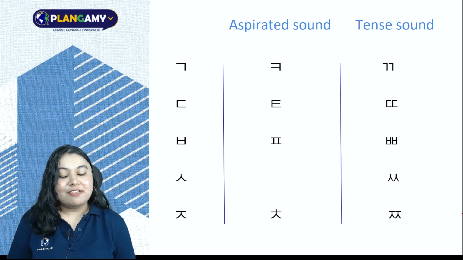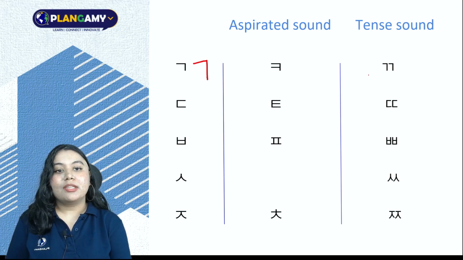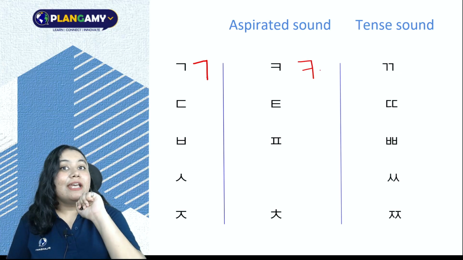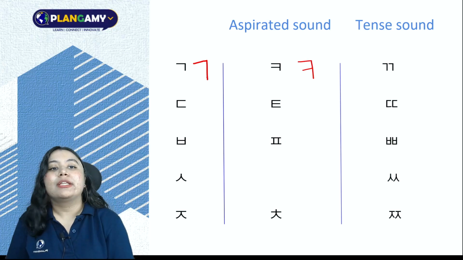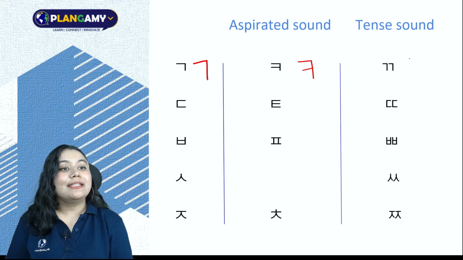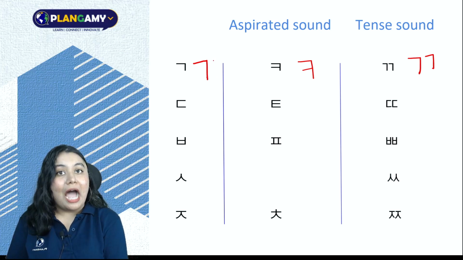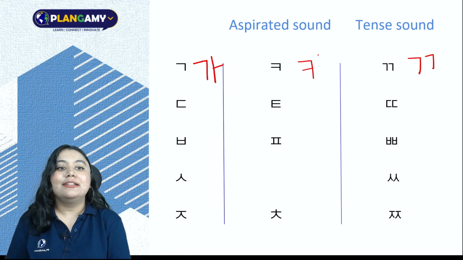Starting with the first family, I have gh. The aspirated sound of gh, I have k. K aspirated meaning air is escaping when I am forming the sound. Then lastly, the tense sound k. We'll add the vowel a to this. This becomes gha, kha and ka.